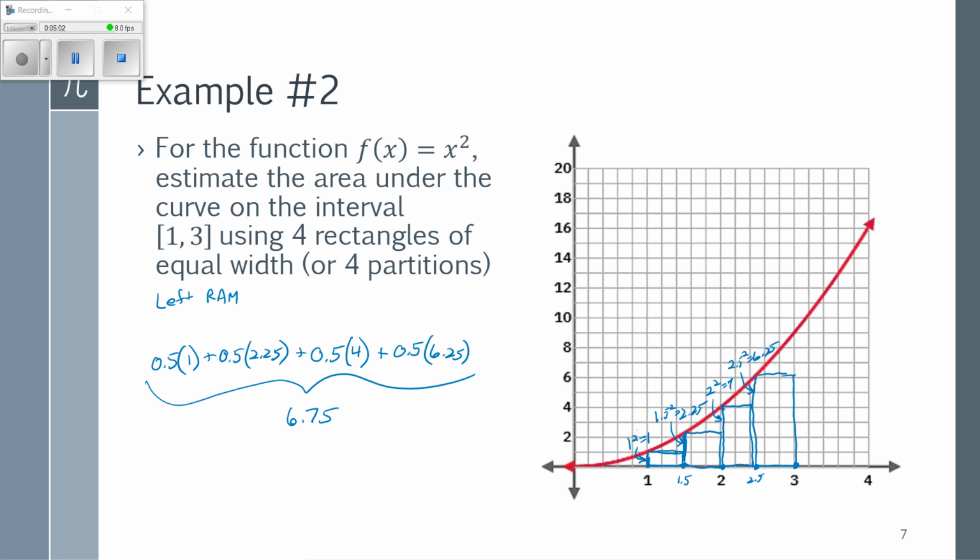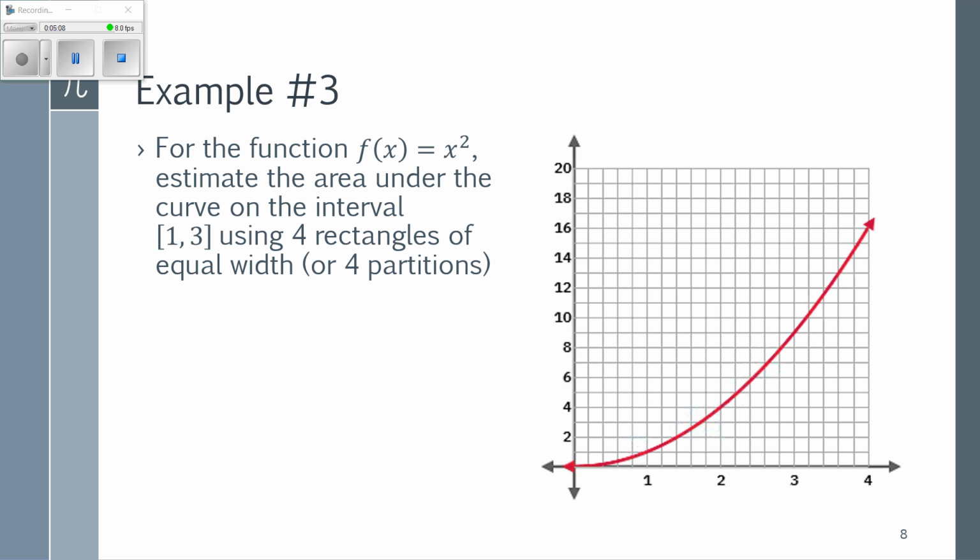If I were to do the same problem with RRAM, I would still be going from 1 to 1.5, 1.5 to 2, 2 to 2.5, and 2.5 to 3 for each of my rectangles. But now RRAM uses the right side of my rectangle. So for my first rectangle, I'd use the 1.5, go up until I hit the curve. And there's the top of my rectangle. For the 1.5 to 2, I'd use the right side, the 2, up until I hit the curve. And there's the height of my rectangle. For 2 to 2.5, use the right side of the rectangle, 2.5, up until I hit the curve. And then for 2.5 to 3, use the right side of the rectangle, up until I hit the curve.